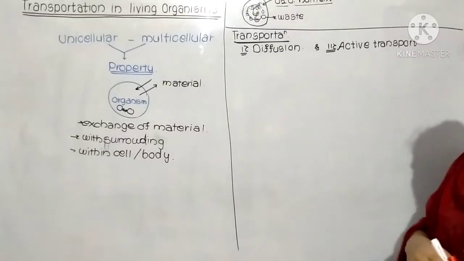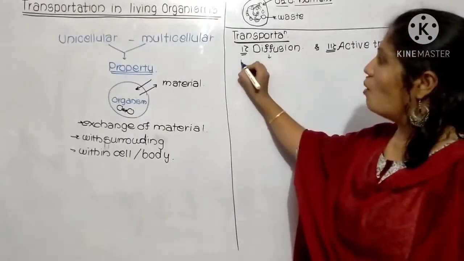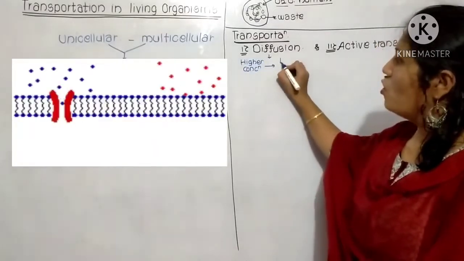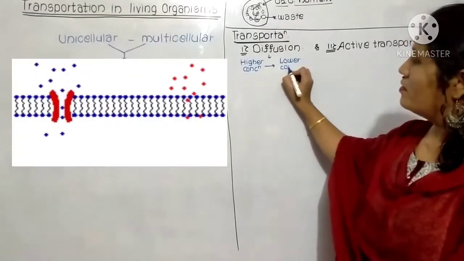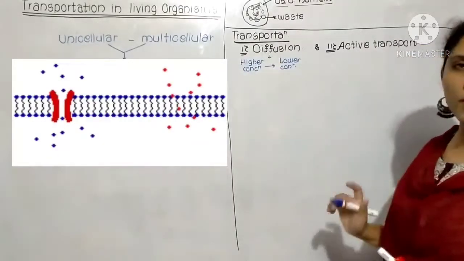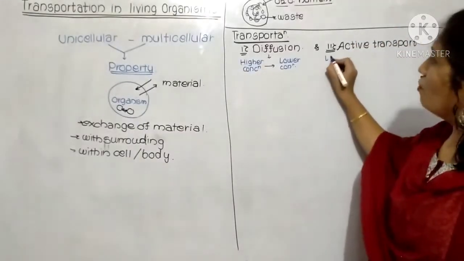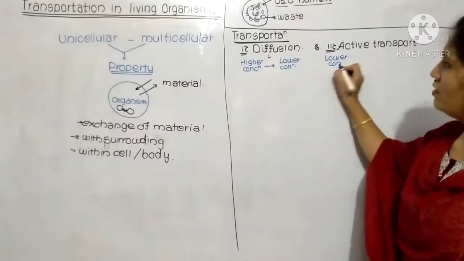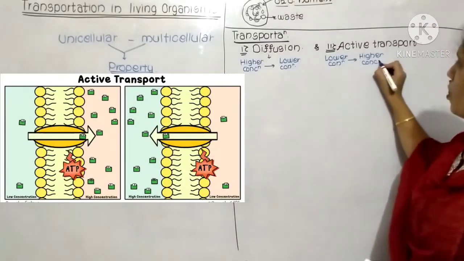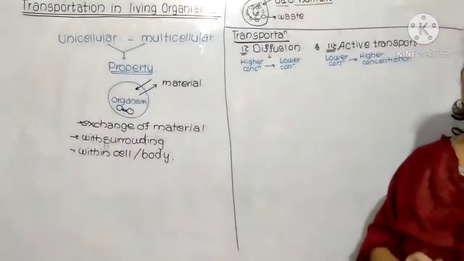Diffusion we have already seen. Diffusion means the movement of gases, material, or substances from higher concentration towards lower concentration. Through that diffusion, transportation takes place. Active transport means the movement of substances, either gases, food or anything, from lower concentration towards higher concentration. This is known as active transport.